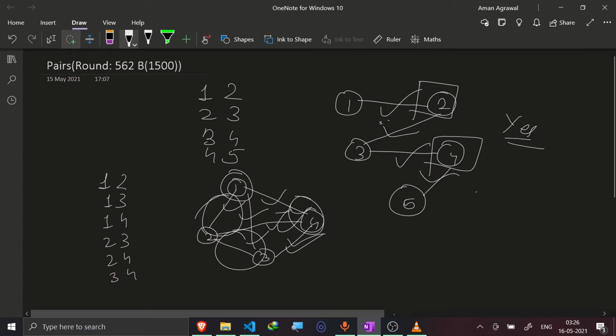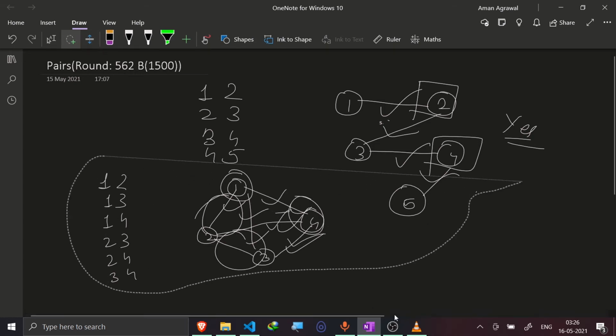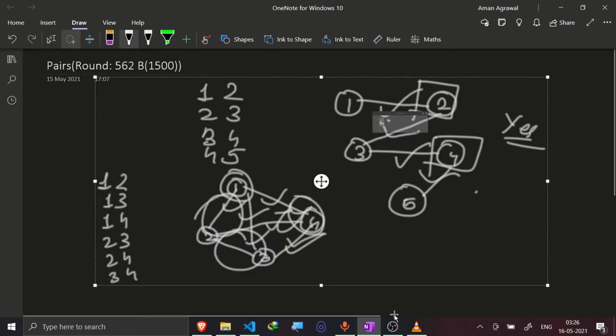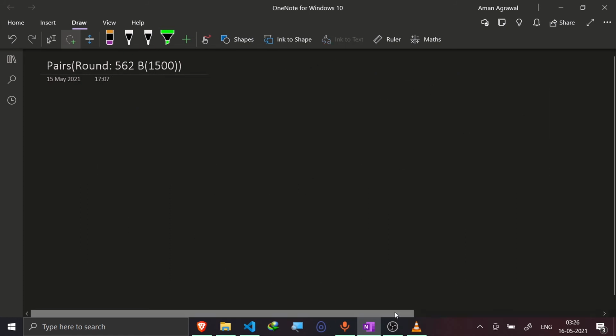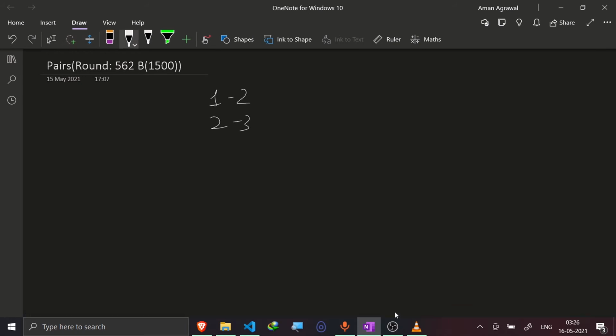So what I can conclude from this is that, okay, after this, let me write the input again. I'll make this an adjacency list. 1: 2, 2: 3, 3: 4, 4: 5, 5: 4, and 2 is also connected to 1, 4 is also connected to 5.